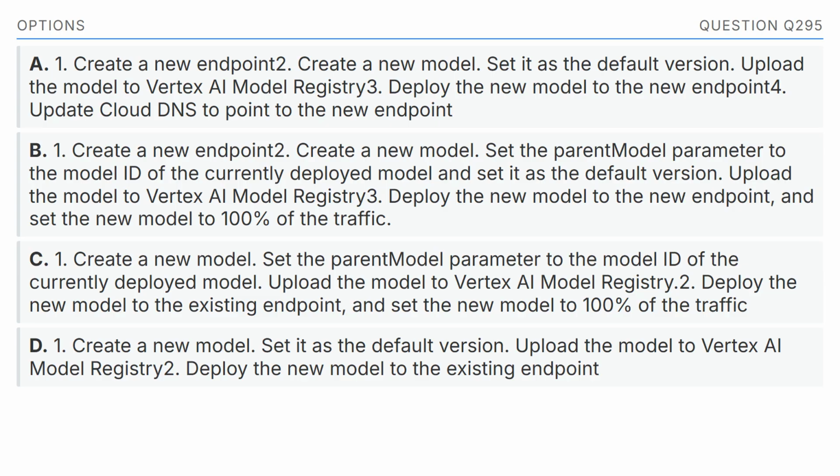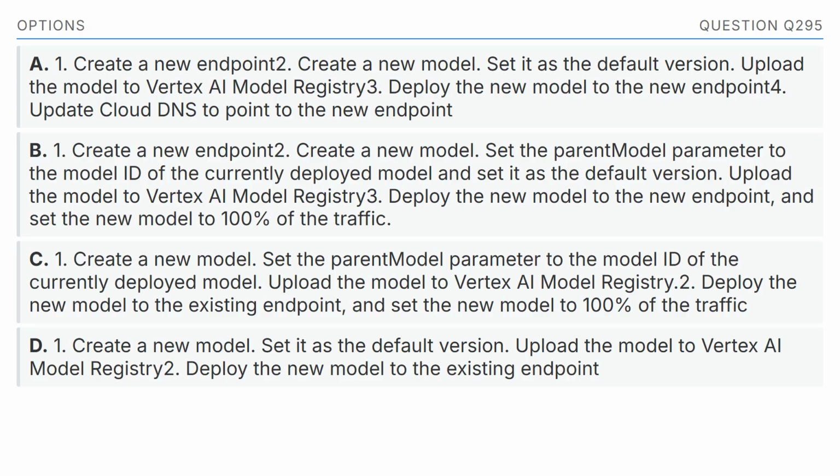Option B, 1. Create a new endpoint. 2. Create a new model. Set the parent model parameter to the model ID of the currently deployed model and set it as the default version. Upload the model to Vertex AI Model Registry. 3. Deploy the new model to the new endpoint and set the new model to 100% of the traffic.